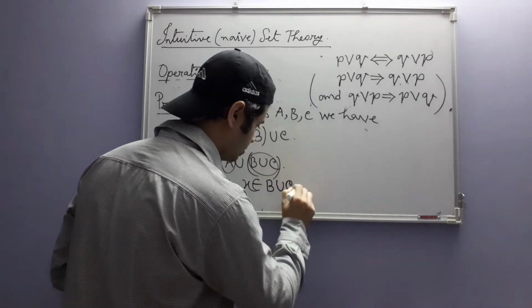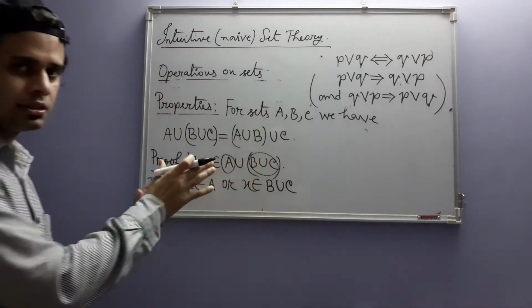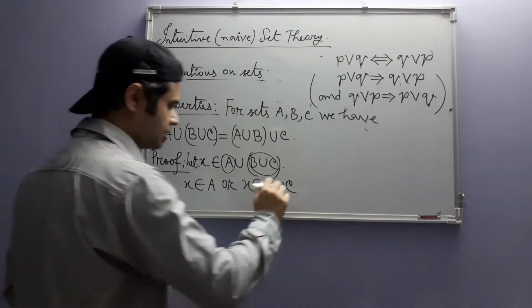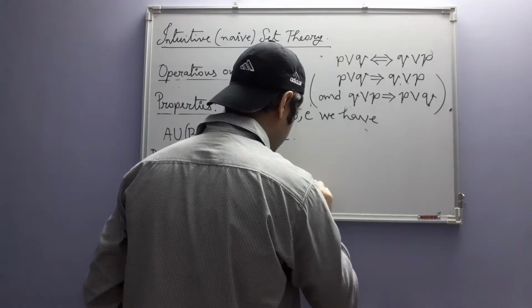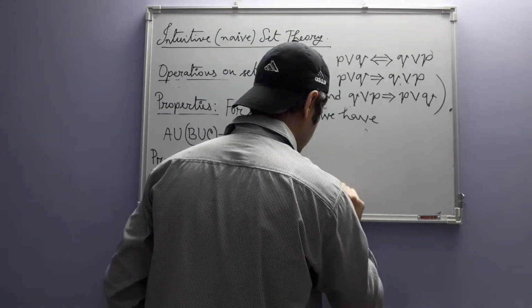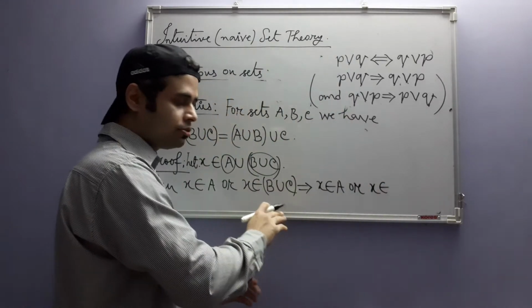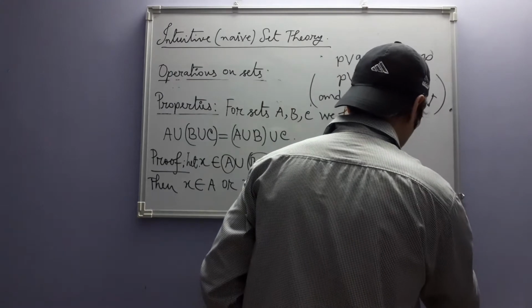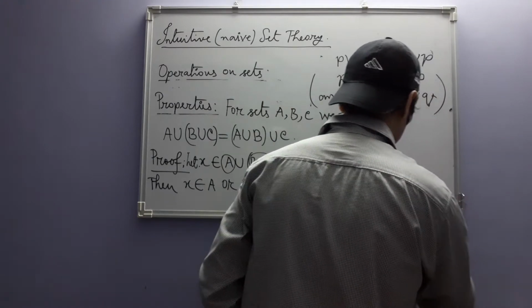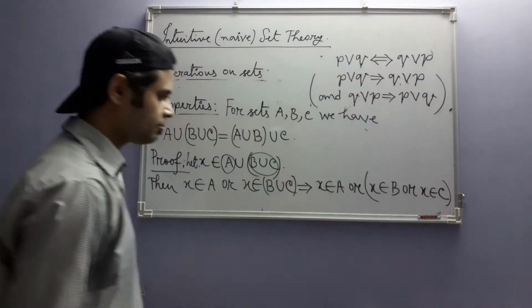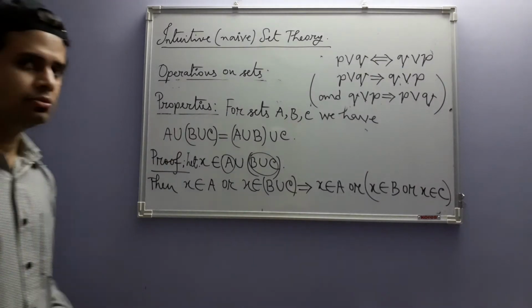Union C, because that's what being in this union means. Now this again further can be written like this: x belongs to A or x belongs to B union C. Now x belongs to B union C means x belongs to B or x belongs to C.